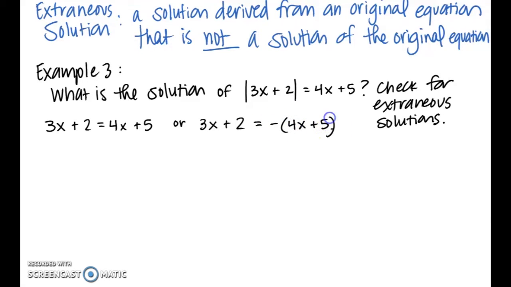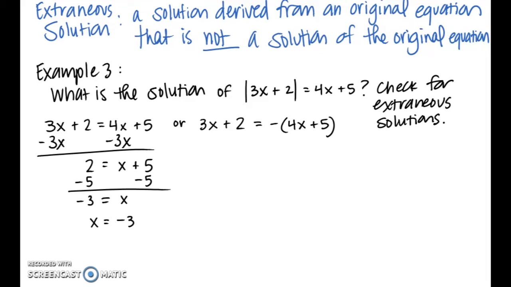And then from there, it's like a multi-step equation, so we just need to isolate the variable for both of them. We are going to subtract 3x from both sides and then subtract 5, and we get x equals negative 3. So this is a possible solution. We'll check in just a moment.